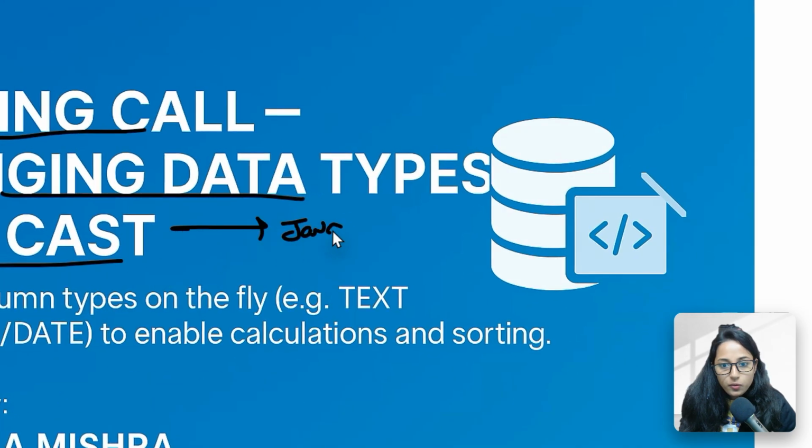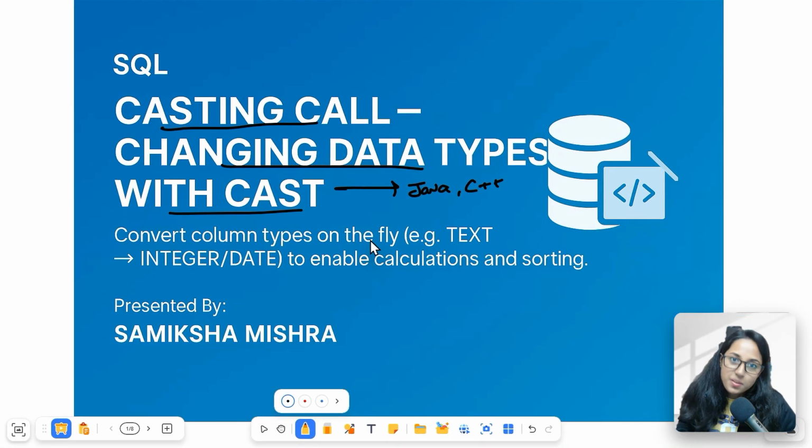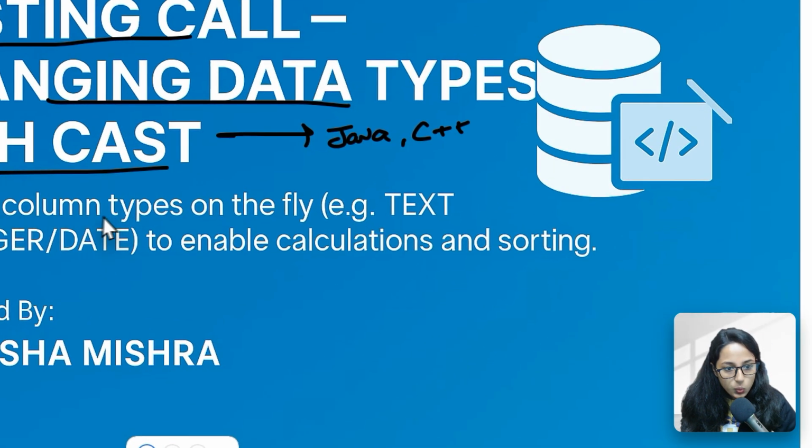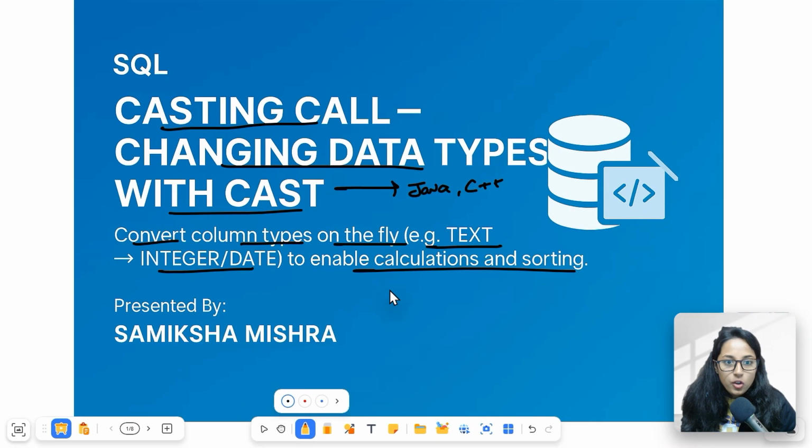You might be aware of the dynamic cast and static cast in C++ and Java, something like that. And a very famous topic is cast conversions, where we convert the data types to upgraded or degraded as per a requirement. So in this, we are going to convert the column types on the fly. For example, text is converted into integer or date to enable calculation or sorting methods. So if you are new to this topic, you don't have to worry about it because we are going to discuss all of it in detail here.